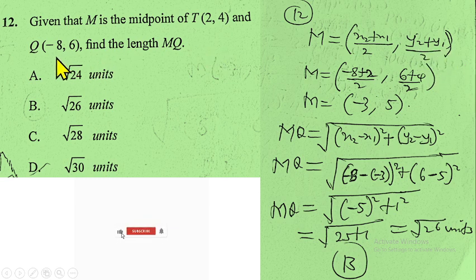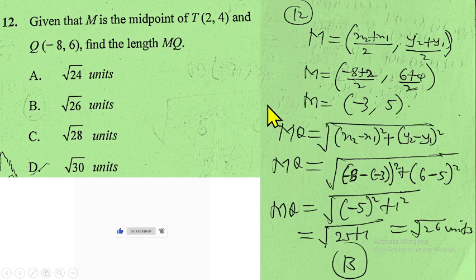So in this case, our x2 is minus 8. So we have minus 8 plus x1, which is 2, over 2, comma, our y2 is 6, and our y1 is 4, so 6 plus 4 over 2. So minus 8 plus 2 is minus 6 divided by 2, that gives us minus 3, comma, 6 plus 4 is 10 divided by 2 gives us 5. So this is the coordinate of the midpoint of T and Q.